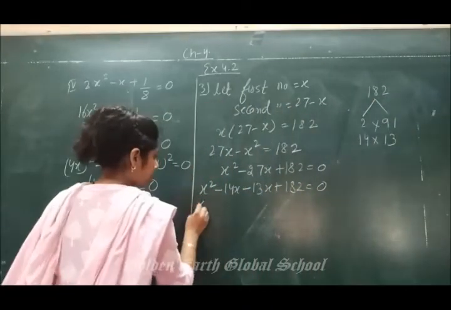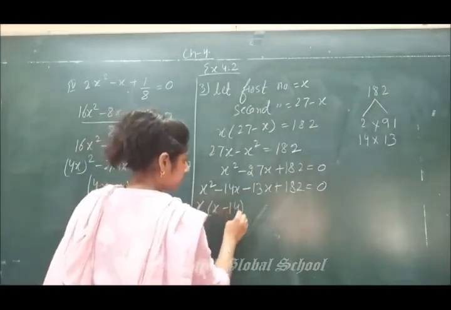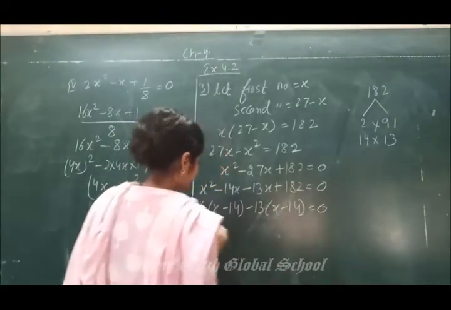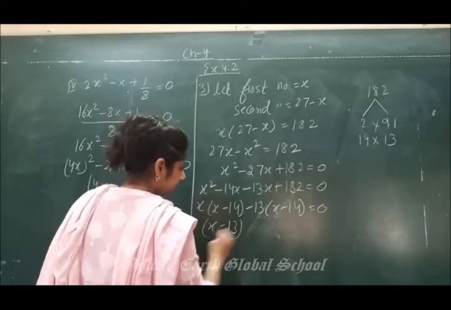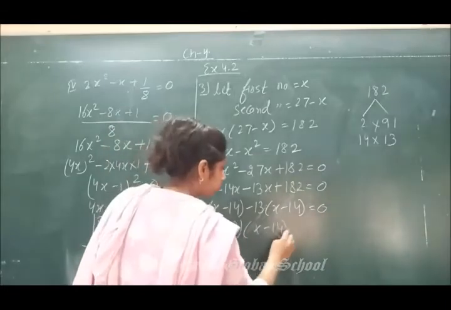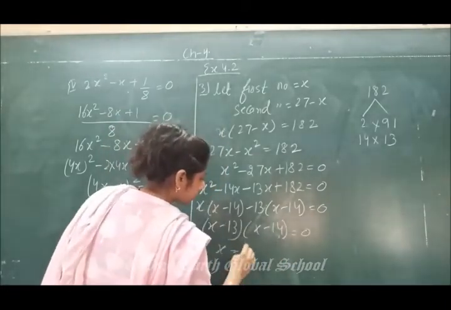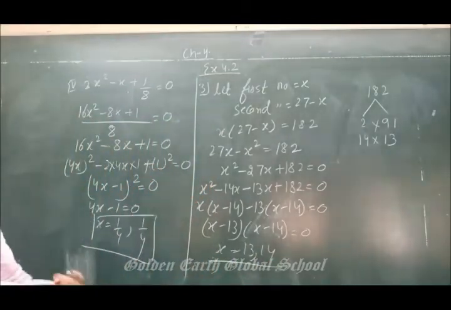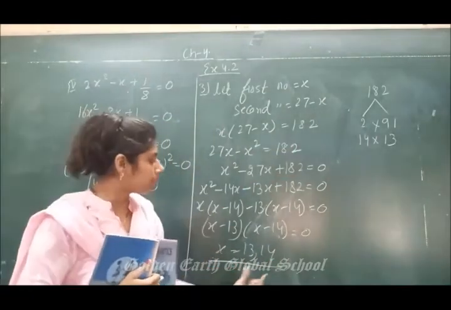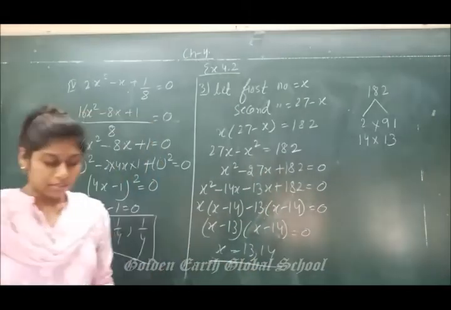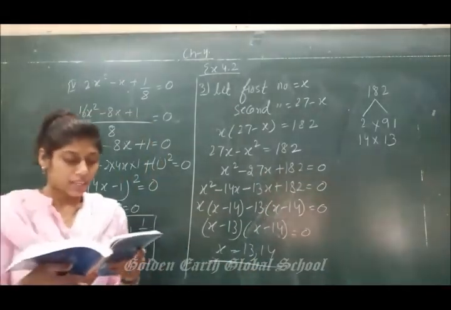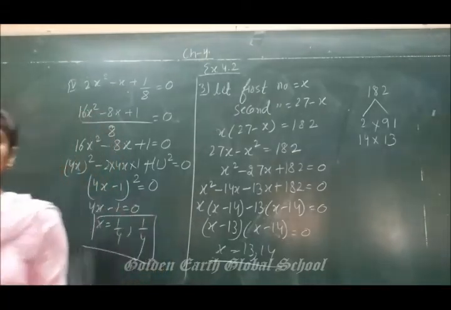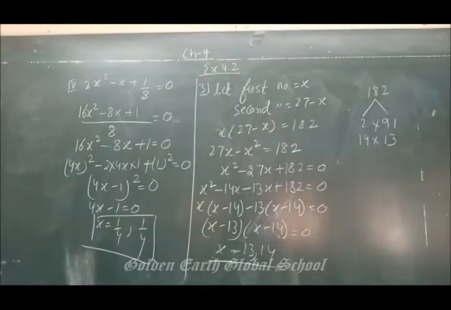Take x common. Here minus 13 will be common. x minus 13, x minus 14. So the numbers are 13 and 14, two numbers whose sum is 27 and product is 182. Next, the fourth question, you can do it by yourself. Next we will discuss question number 5.